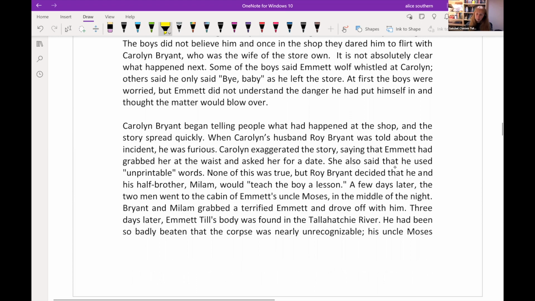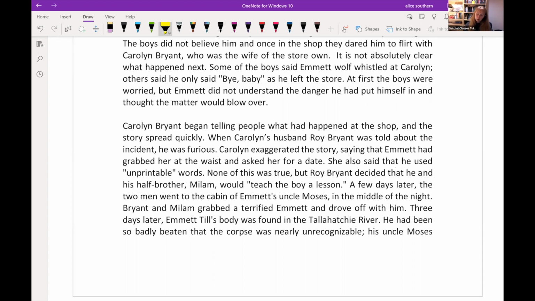She began telling people what had happened at the shop, and the story spread quickly. When her husband was told about the incident, he was furious. She exaggerated the story, saying that Emmett had grabbed her at the waist and asked her for a date. So she's making it out to be more than it actually is. None of it was true.